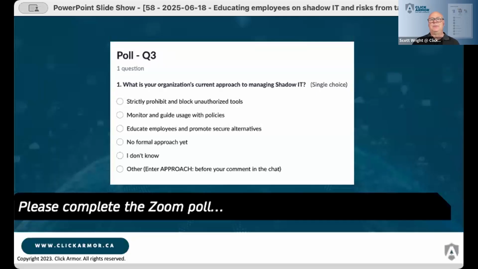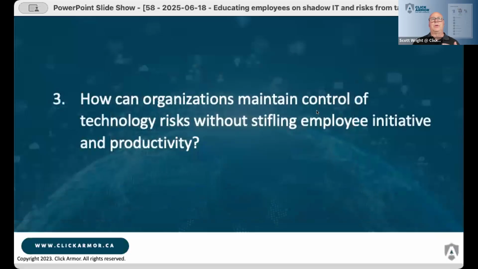No names are needed, but I'm just interested in hearing partly from the panelists. The other thing we're going to go on is our last open question with the panel: how can organizations maintain control of technology risks without stifling employee initiative and productivity? And I think, as Elizabeth hinted, one of our regular panelists, Fleetus Poston, his favorite saying is talk to people, right? So that's the number one step, probably. So I'll say that on Fleetus's behalf.